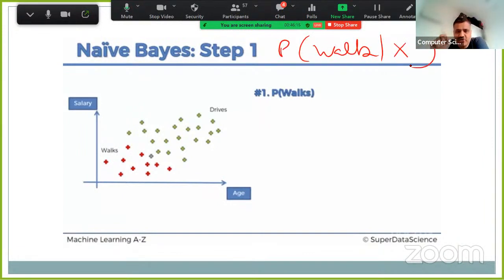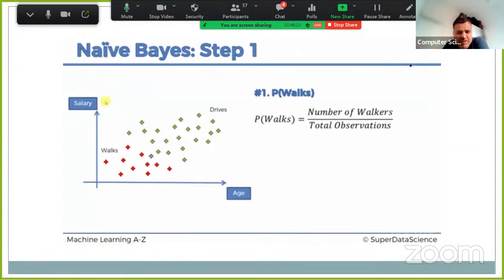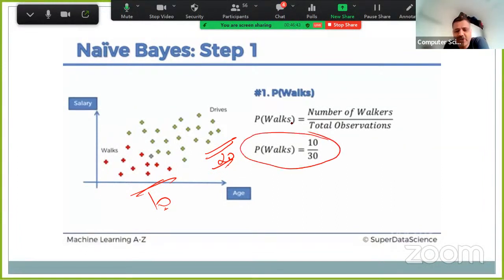So in order to do this calculation, I need to calculate P of walk. The formula is number of walkers divided by total observations. Let's suppose I have 30 observations in total: 10 people are coming by walking and 20 people are coming by driving, and in total I have 30 records. So in this data set, walkers are 10, drivers are 20, and total observations are 30. So the probability of walk will be 10 divided by 30.